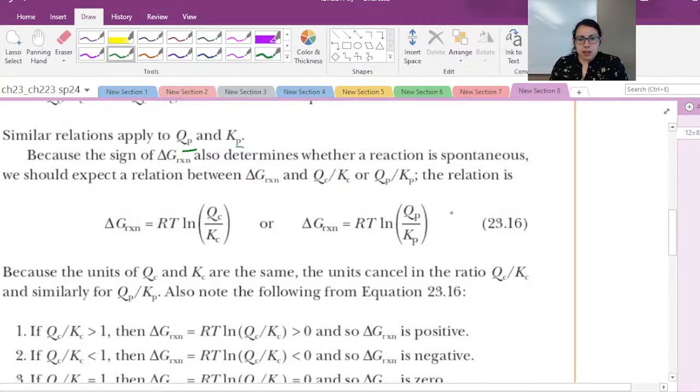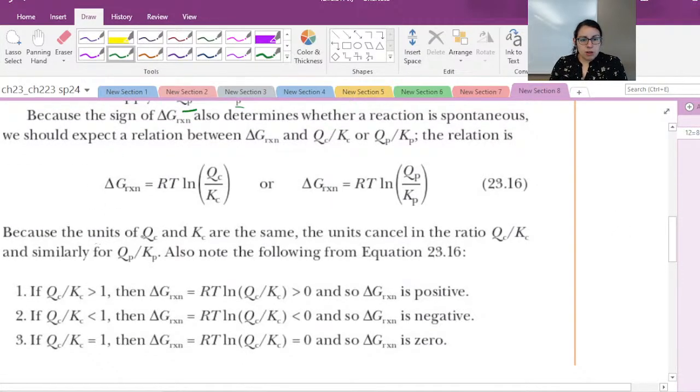And so we could either be in concentration, and so this is just our natural log of Q over K, so this is in our concentration, or this could also apply to our pressures. So similar. And so our units of concentration cancel out, just like we saw before, and same thing for our equilibrium constant for pressure.